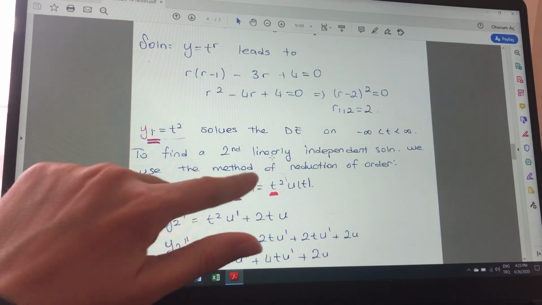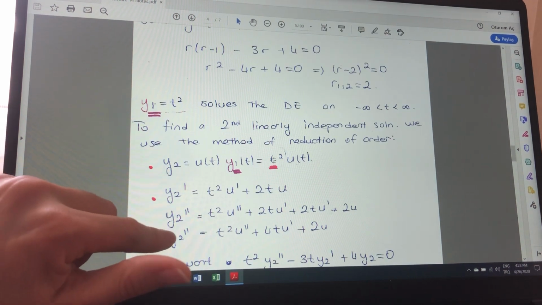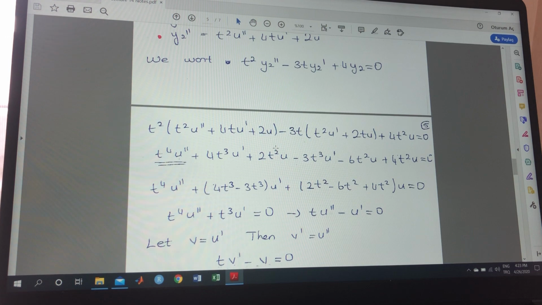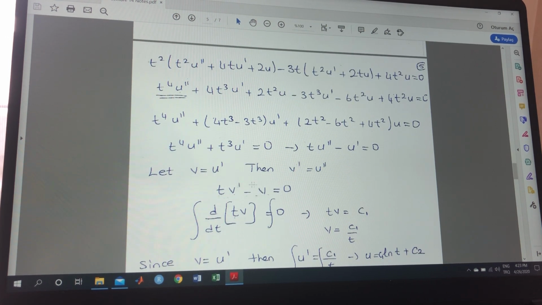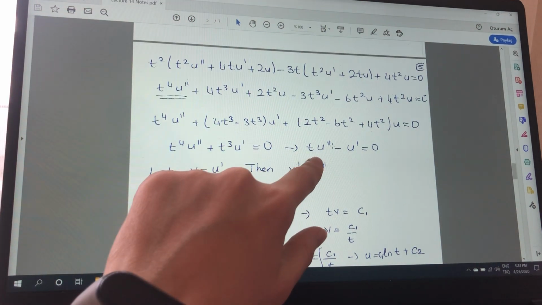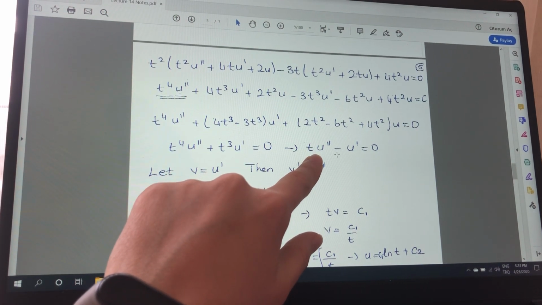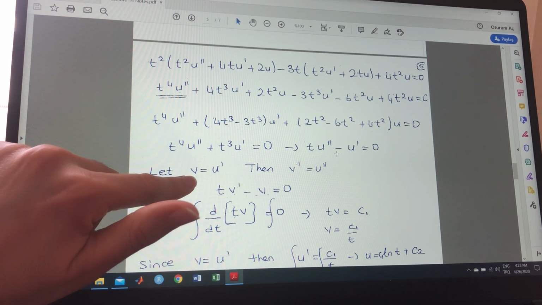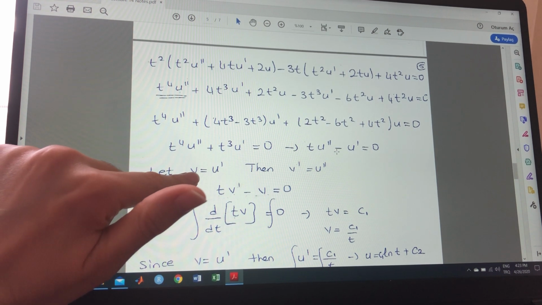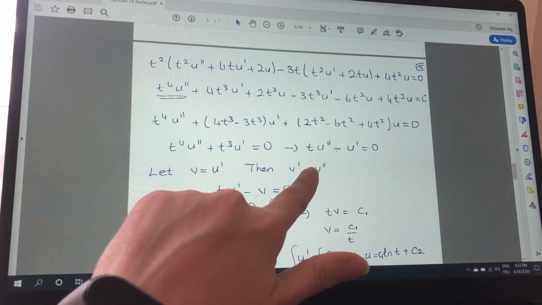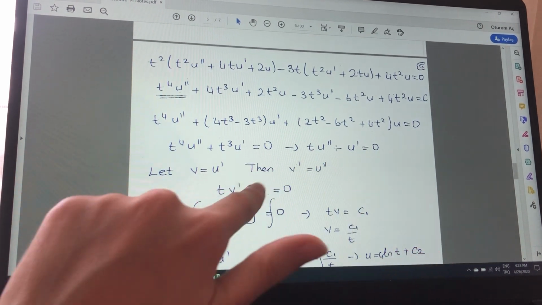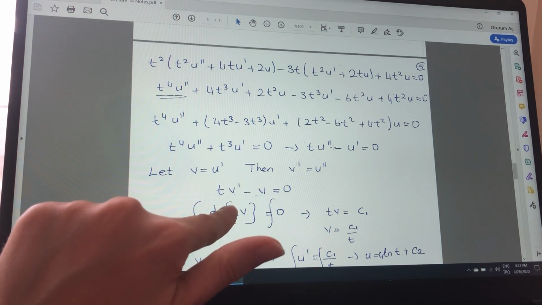And if that's t square, then you are taking the derivatives, you are plugging them inside your differential equation, and you can reduce the order of the resulting differential equation by assuming u prime is v. We already covered that, remember that. And the derivative of v will be u second derivative. Then t v derivative minus v equals 0.